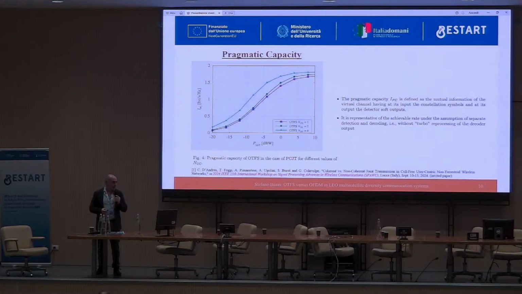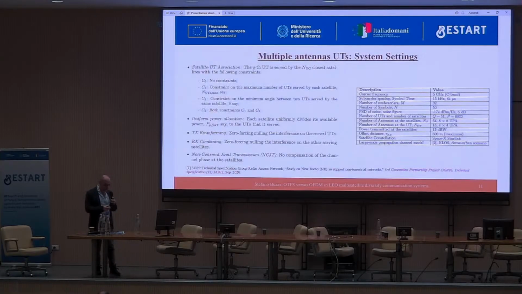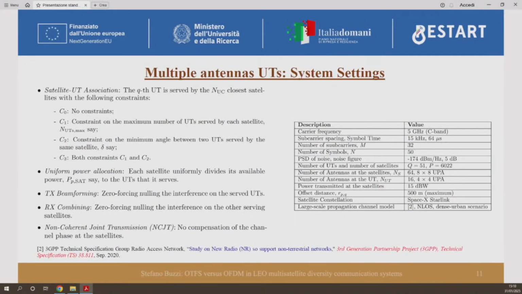Here we have the capacity results. And for capacity, we found that it is always beneficial to have multiple satellites, because we can always try to find a scheme that is able to exploit the multi-satellite diversity. Okay, this basically concludes what we have presented in this paper.